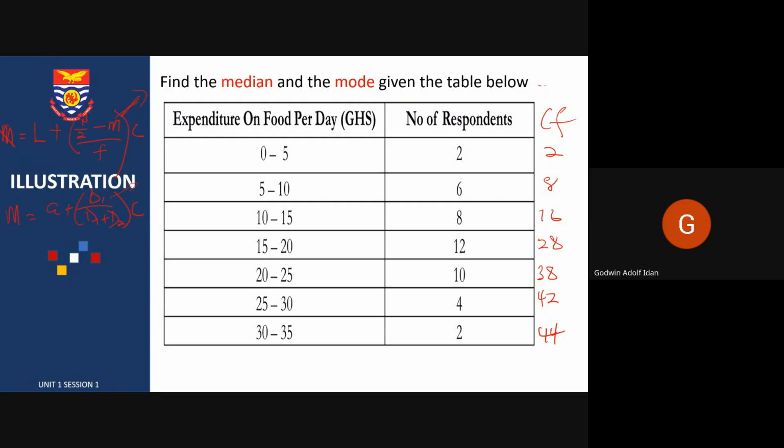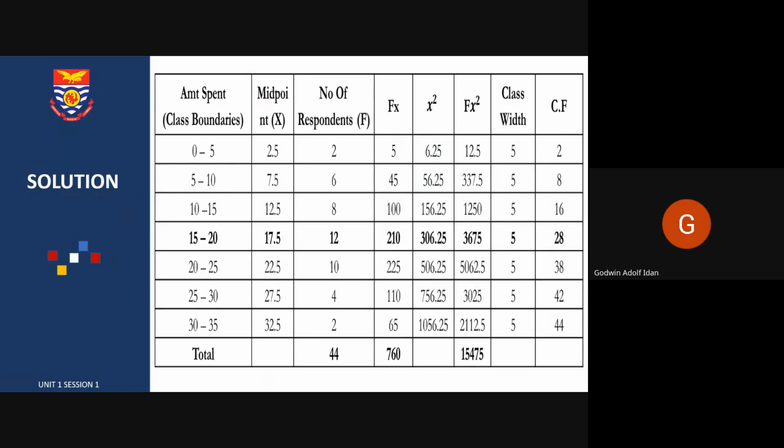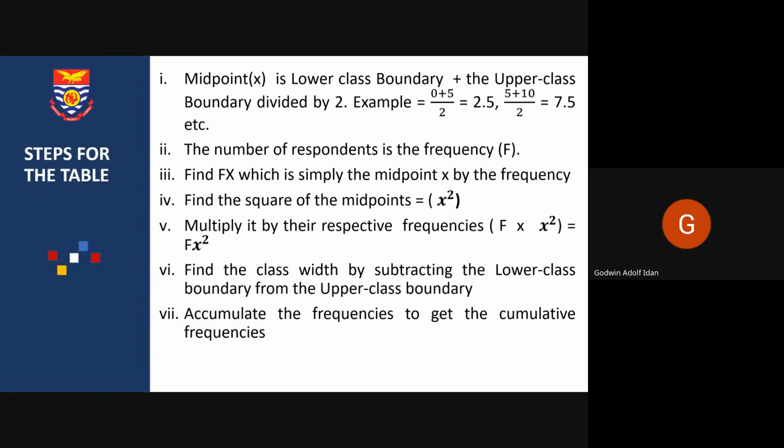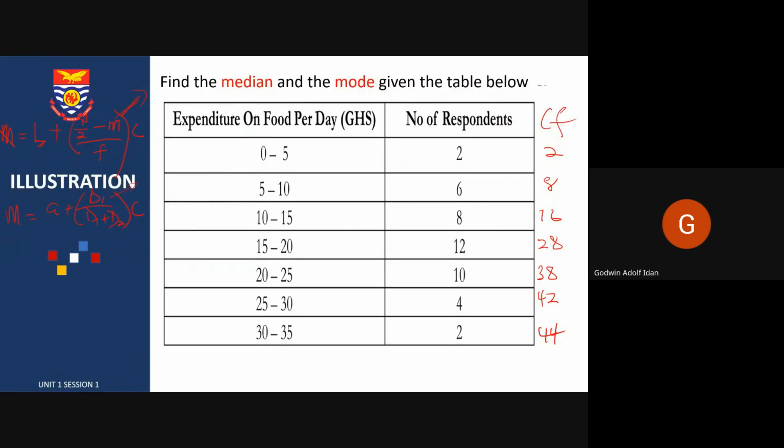So the next thing is that we need to get the lower class boundary. Remember, the L is representing the lower class boundary. Now, we can even use this same example to compute the mean, but that is not the focus. When we are to compute the mean, we have to get the midpoint and the rest in addition. Because we only need the median and the mode, we're only going to compute the cumulative frequency as we have done, and then we can pick the other items.